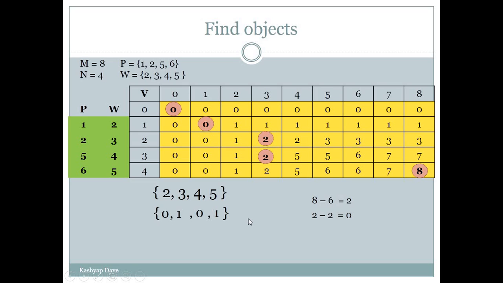So this list says that by the weight 3 and weight 5 items we can obtain our maximum profit of 8. Okay, so this is the solution for finding the profit and finding the objects of the knapsack problem.